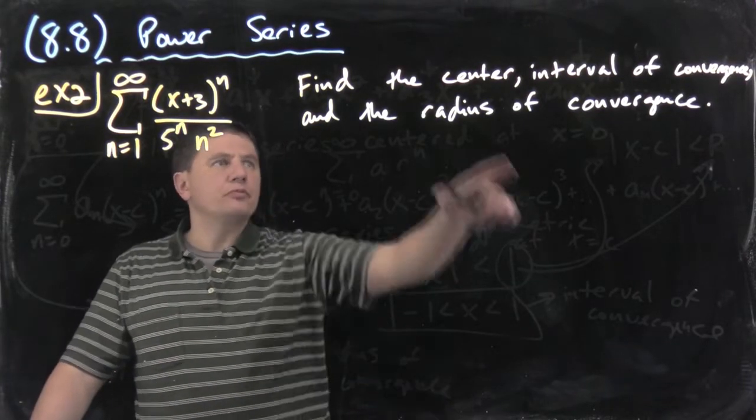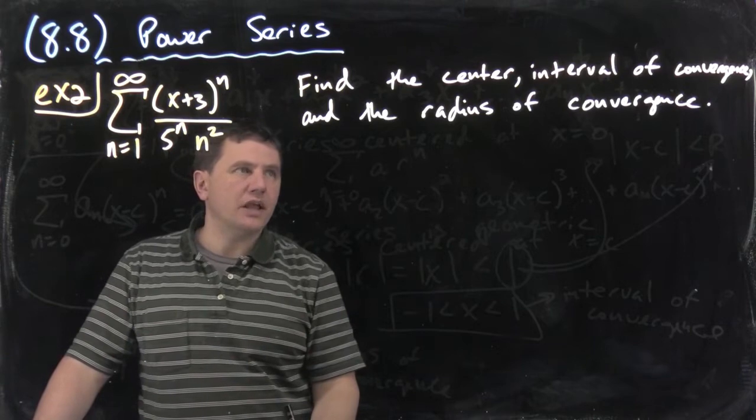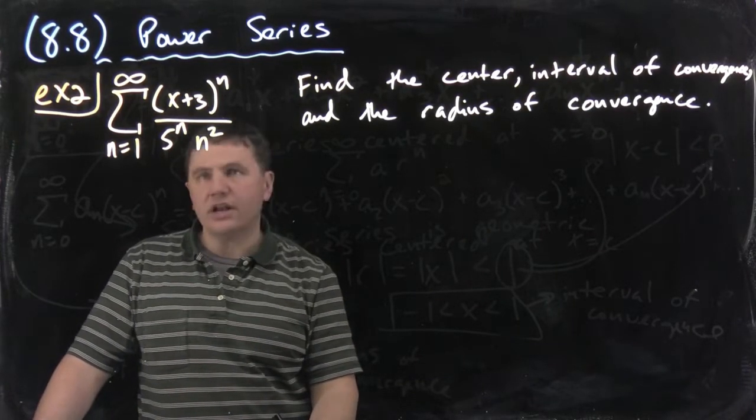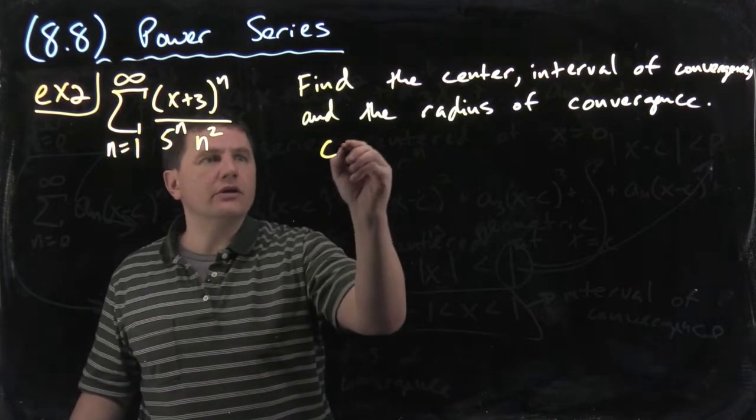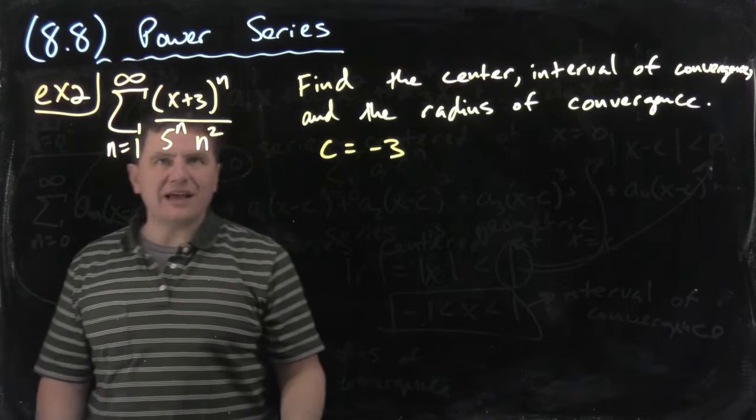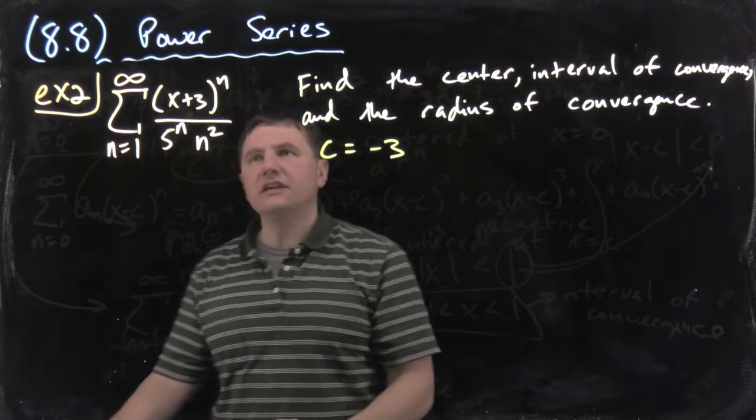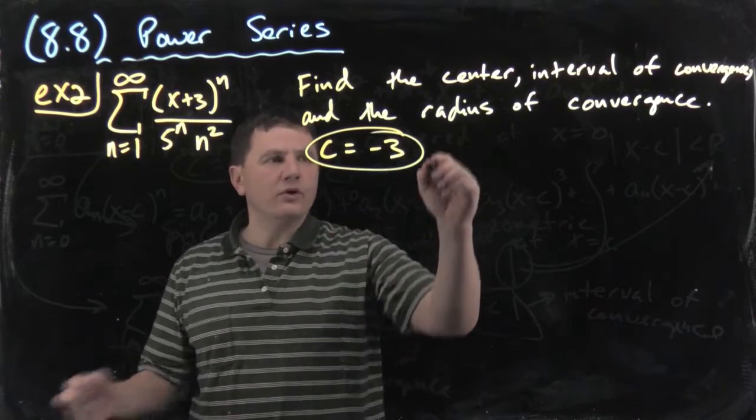And so we're going to do all the same stuff, find the center and the interval of convergence and the radius of convergence. The center, you can tell right away, the center here is going to be -3, okay? So x minus c, so c is going to be -3. So that's our center. We know that right off the bat.